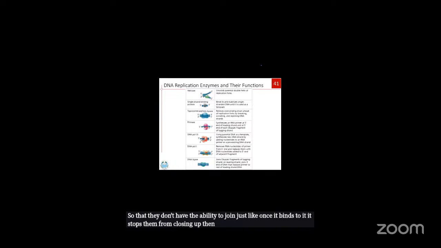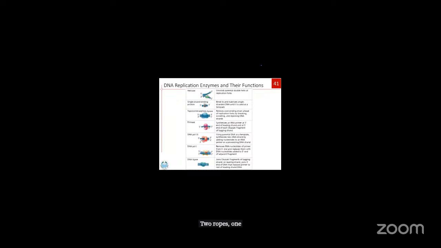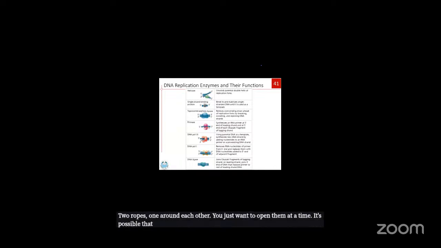Then DNA gyrase or topoisomerase prevents knots or torsion from forming as the DNA opens up. It's like having two ropes wound around each other: when you try to open them, it's possible that they form knots and stop moving. The enzyme that prevents that from occurring is DNA gyrase or topoisomerase.